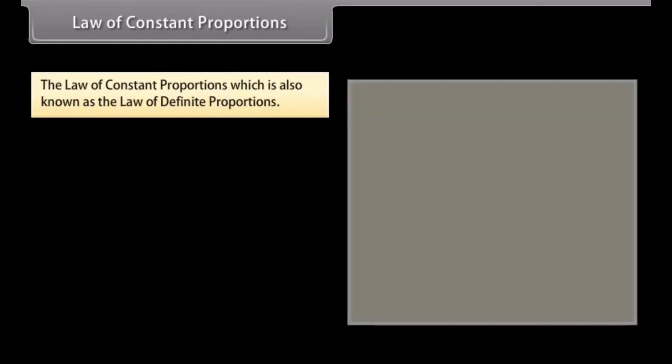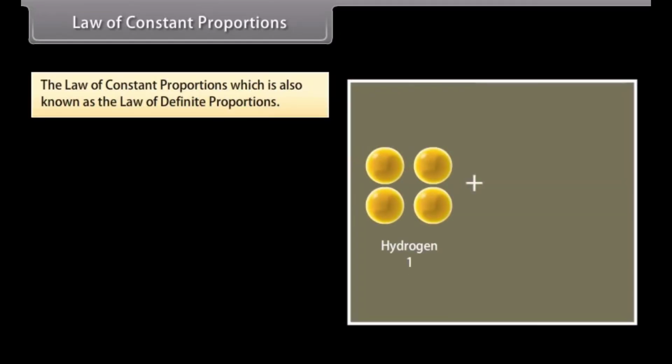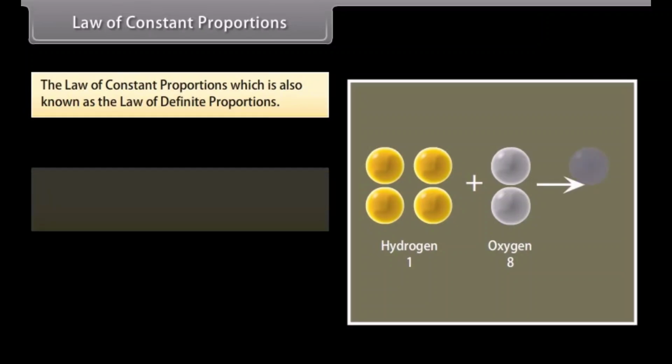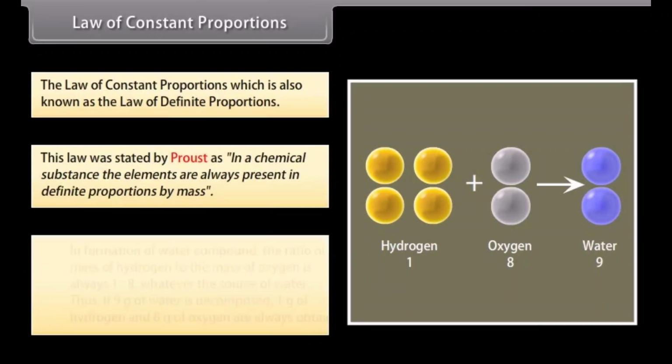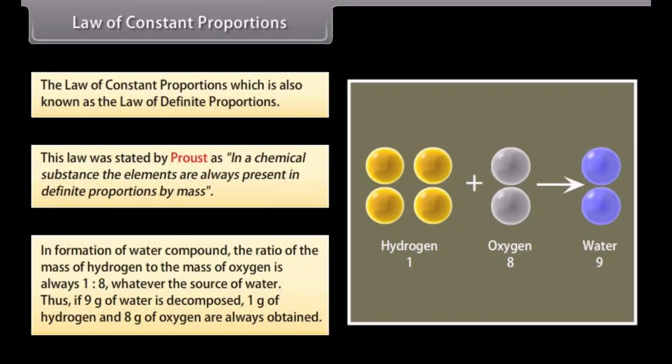Law of constant proportions. The law of constant proportions, which is also known as the law of definite proportions, was stated by Proust. In a chemical substance, the elements are always present in definite proportions by mass. In the formation of the water compound, the ratio of the mass of hydrogen to the mass of oxygen is always 1:8, whatever the source of water. Thus, if 9 grams of water is decomposed, 1 gram of hydrogen and 8 grams of oxygen are always obtained.